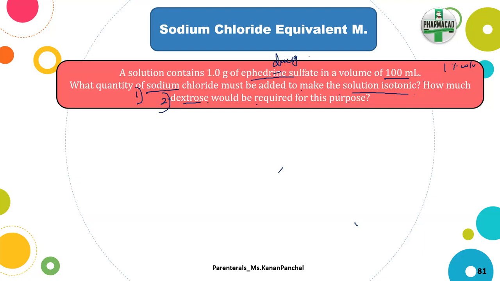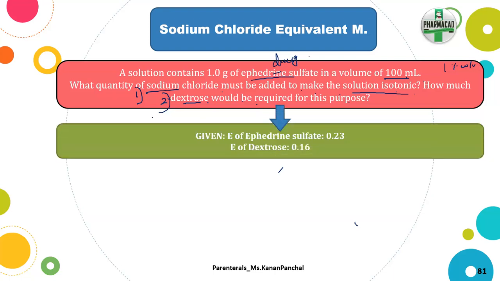Okay. So 1 gram of ephedrine sulfate in a volume of 100 ml. What quantity of sodium chloride must be added to make the solution isotonic? And how much dextrose is also required to make it isotonic for this purpose? So now we know, for isotonicity, these two things are also given. Sodium chloride equivalent of ephedrine is also given, and sodium chloride equivalent of dextrose is also given.